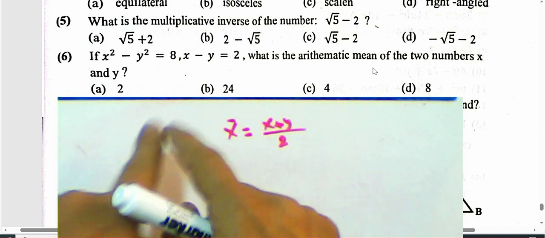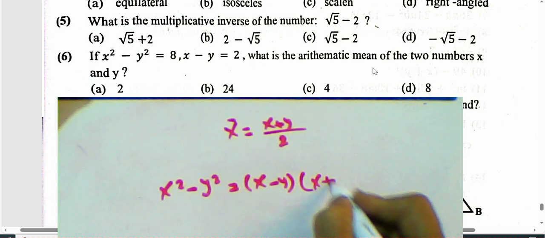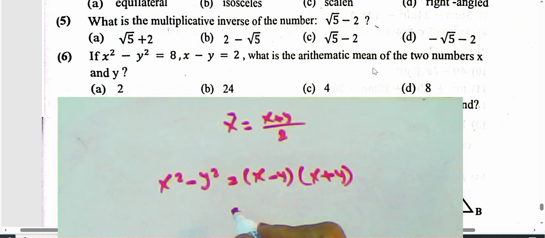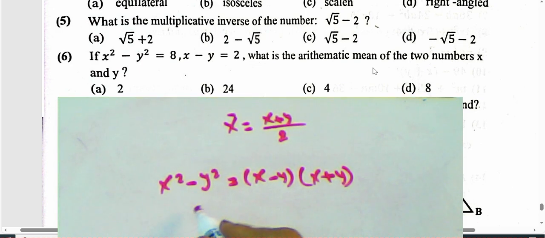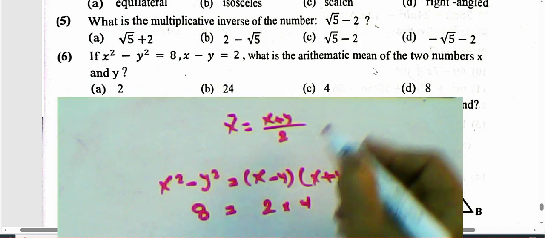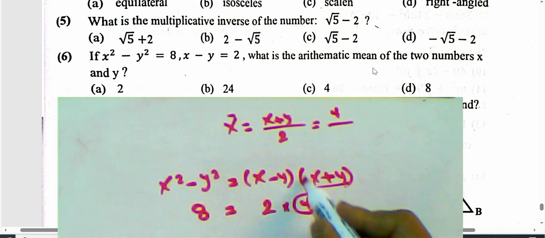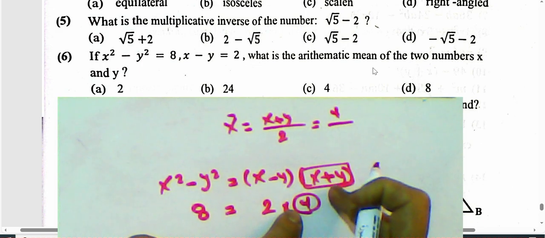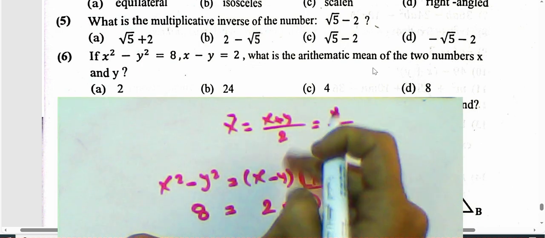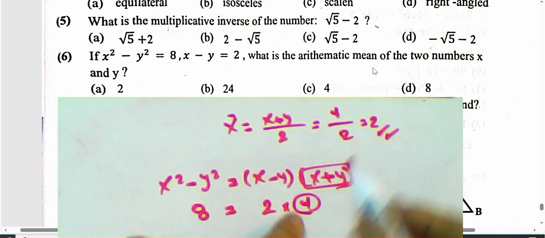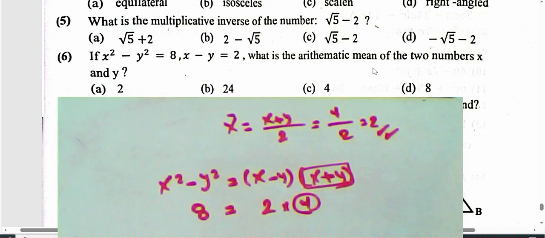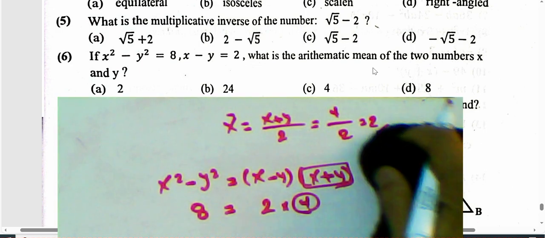We can find x plus y by this operation. We have x power 2 minus y power 2, and we can factorize the expression: x minus y times x plus y. He gives the example x power 2 minus y power 2 equals 8, and x minus y equals 2. 2 times what equals 8? 2 times 4. Then x plus y equals 4. Pay attention, x plus y equals 4. Then 4 divided by 2 equals 2. The answer will be 2. Choose letter A. He wants the arithmetic mean of x and y. Understood?